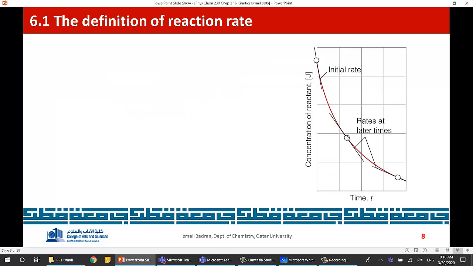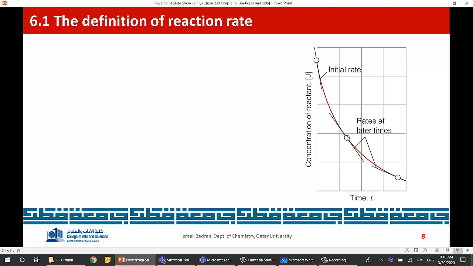Now, if you start with some reaction, let's say a very easy example, which is A goes to product, so you have one reactant that goes to product. As the reaction goes on, as time goes on, the concentration of the reactants will decrease, of course. It's not going to decrease linearly, but it's going to decrease exponentially, as this curve shows here. The concentration will start at some value and it decreases.